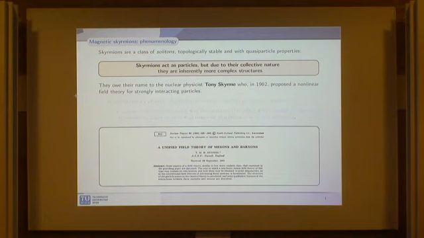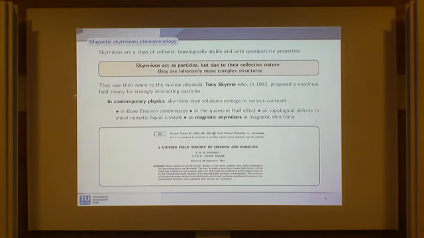Since that moment on, this kind of configuration has surfaced in many other branches of physics, like in Bose-Einstein condensates, the quantum Hall effect, in liquid crystals, and, most important for me, as magnetic skyrmions in magnetic thin films.